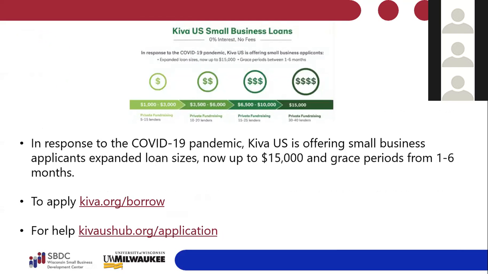I did mention the Kiva loan piece that was extended up to $15,000, which is kind of nice. In Wisconsin, the Wisconsin Women's Business Initiative Corporation, known as WWBIC in our state, does manage some of the Kiva process here. Kiva.org has all the information on there if the $15,000 could help your business.